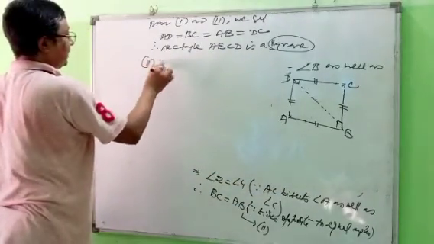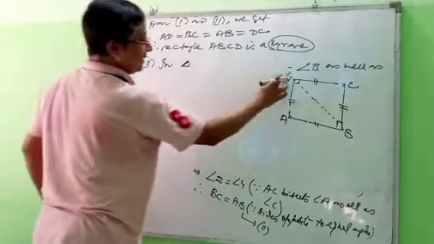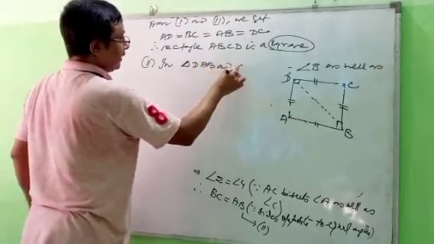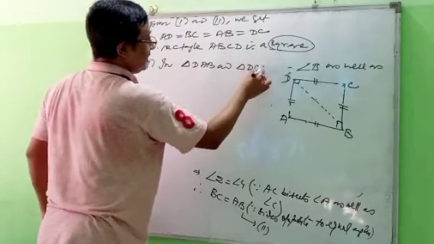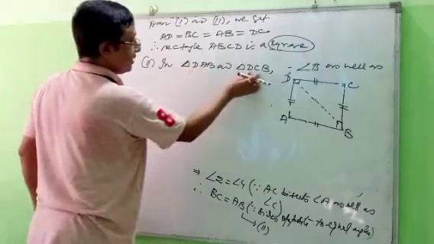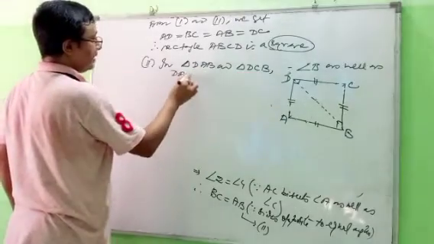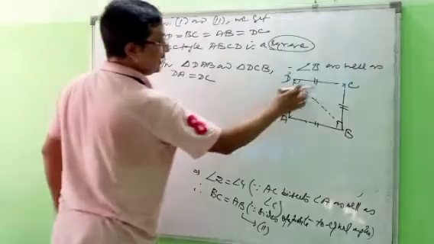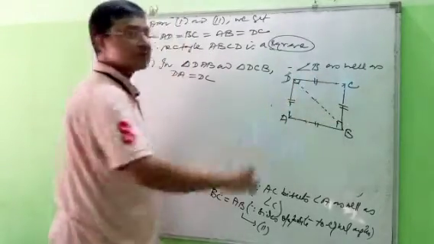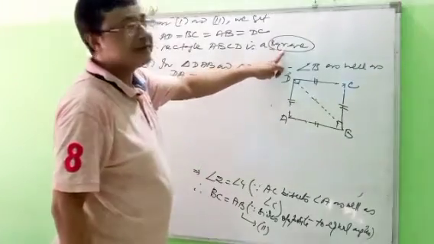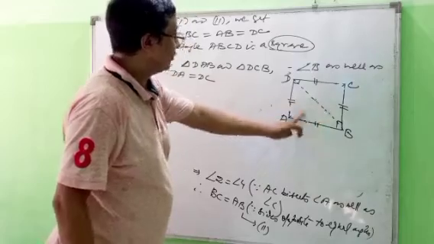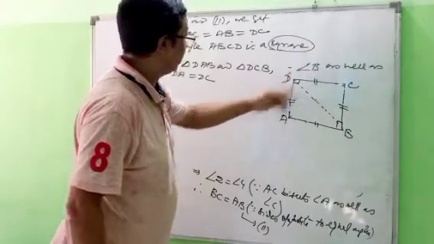Now, in triangle DAB and triangle DCB, these two triangles: DA equals DC. DA and DC are equal because ABCD is a square. Already you have proved in the first part that all the sides will be equal. That is why DA and DC are equal.